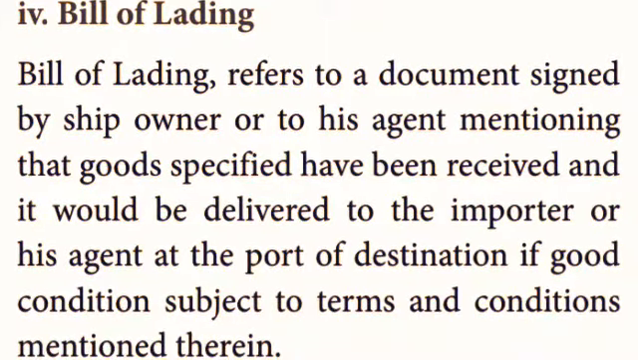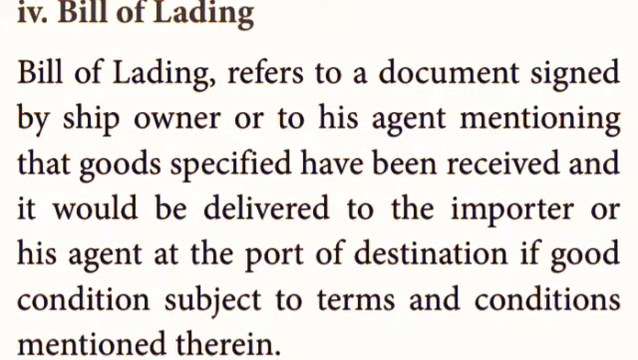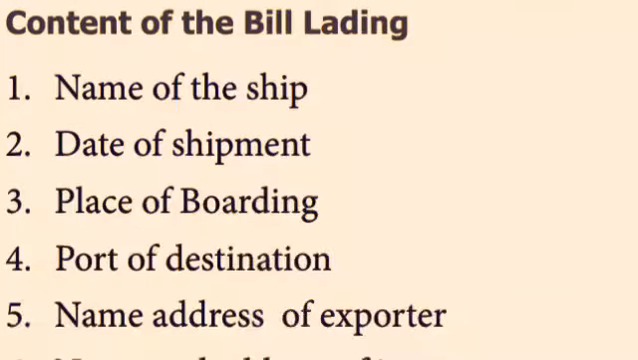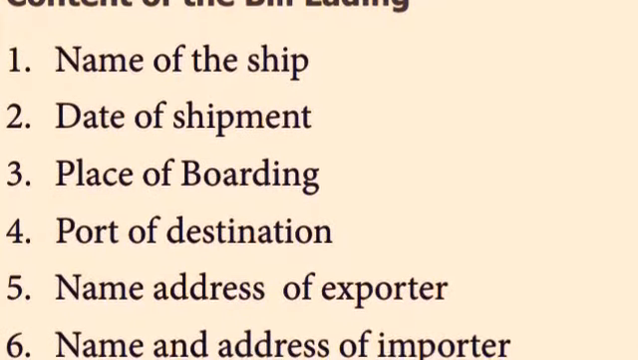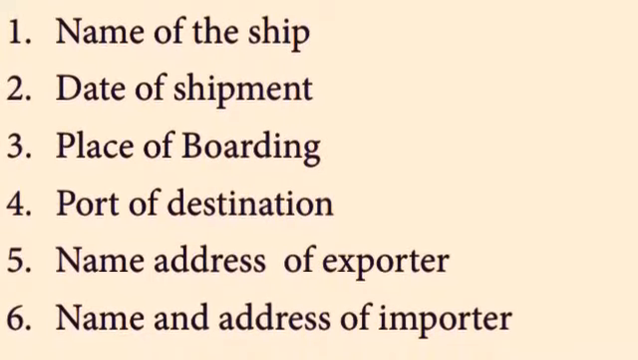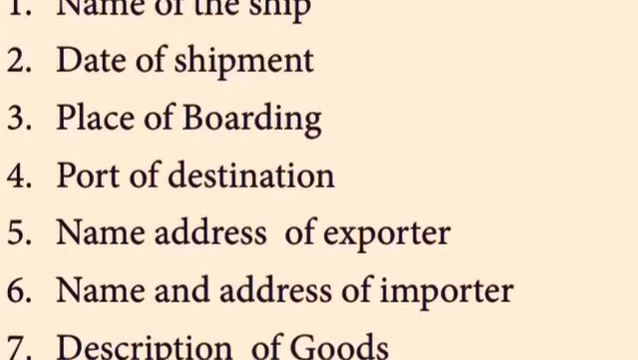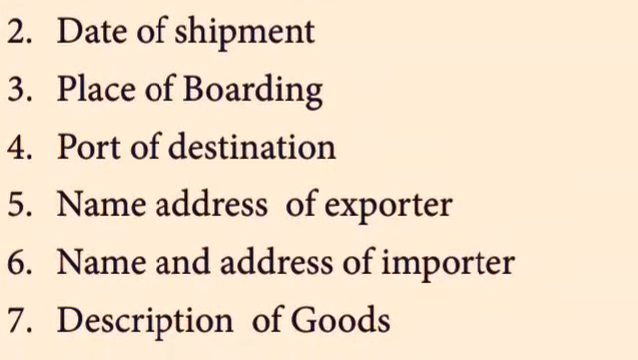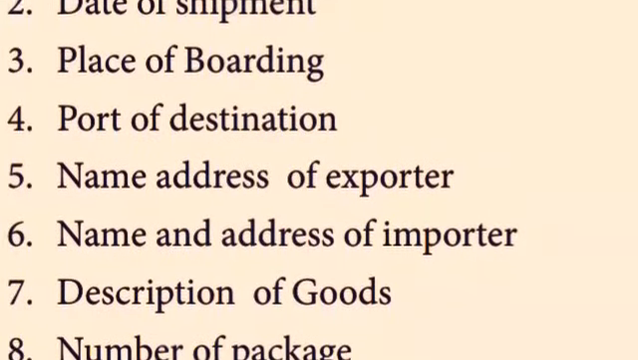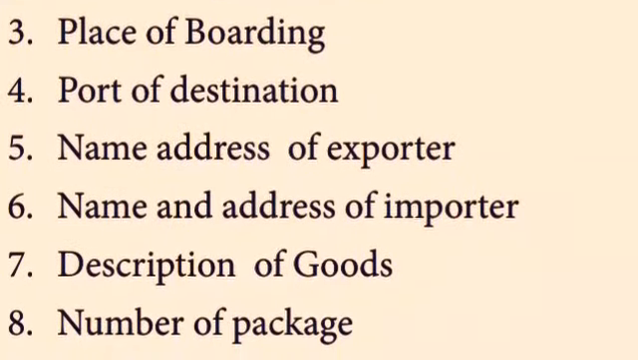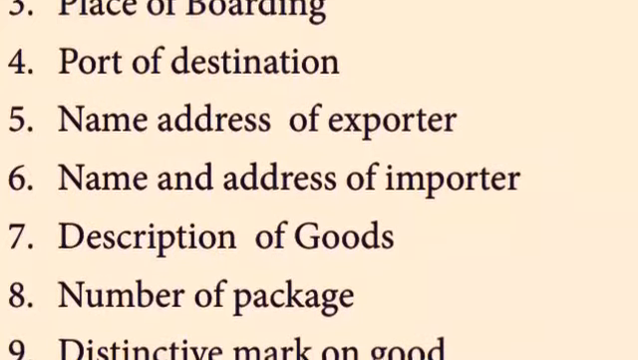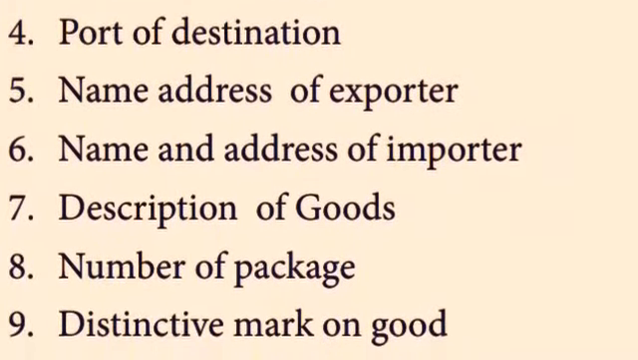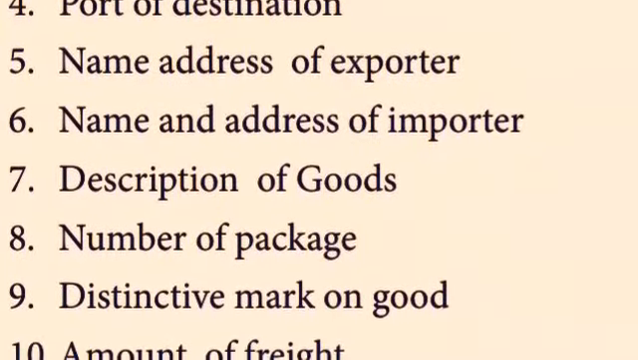So what is the content of a bill of lading? What are the items? Name of the ship, date of shipment, place of boarding, port of destination, name and address of exporter, name and address of importer, description of the goods, number of packages, destination market, marks on goods, amount of freight. Everything is inside that bill of lading.